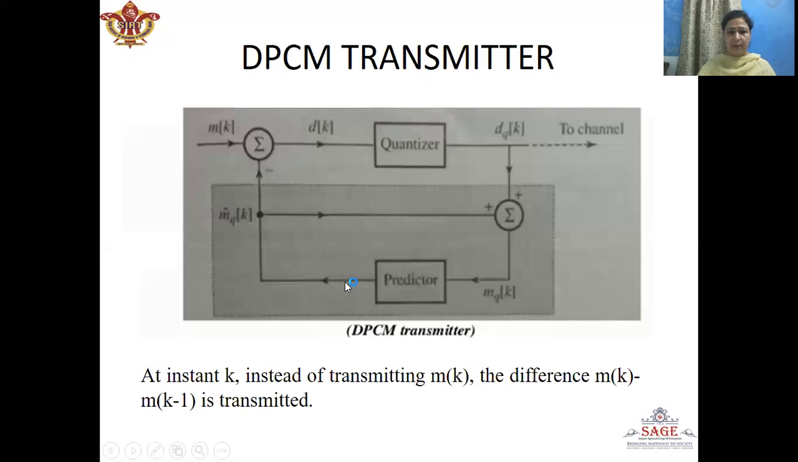So in this block diagram, MQK is the quantized version of this MK, which is the sampled version of the message signal. So MQK is given to the prediction filter, which is a sort of low pass filter. This low pass filter will remove the quantization error from MQK and will generate the signal which will be very much closer to the signal MK.